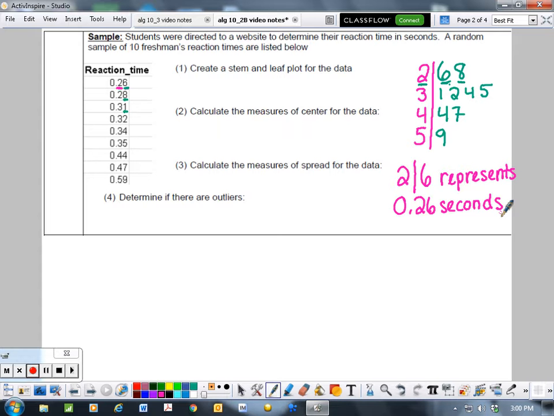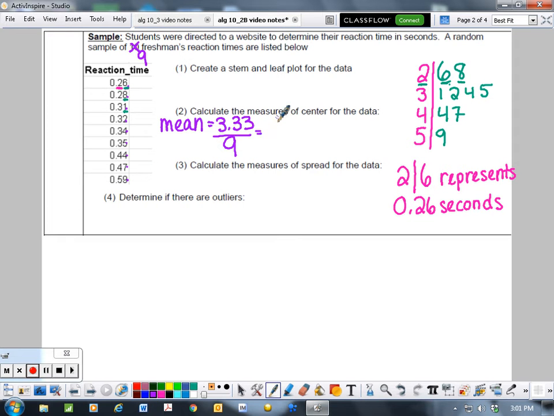Now calculate the measure of center for the data. So this is really nice. When we're calculating the measures of center, we already have everything in order, so we can calculate mean by adding that all up. And so if we add it all up, we get 3.33. We divide by the 1, 2, 3, 4, 5, 6, 7, 8, 9 numbers. Oh, we have 9 numbers, not 10 numbers. It's not 10 people. There are 9 people.